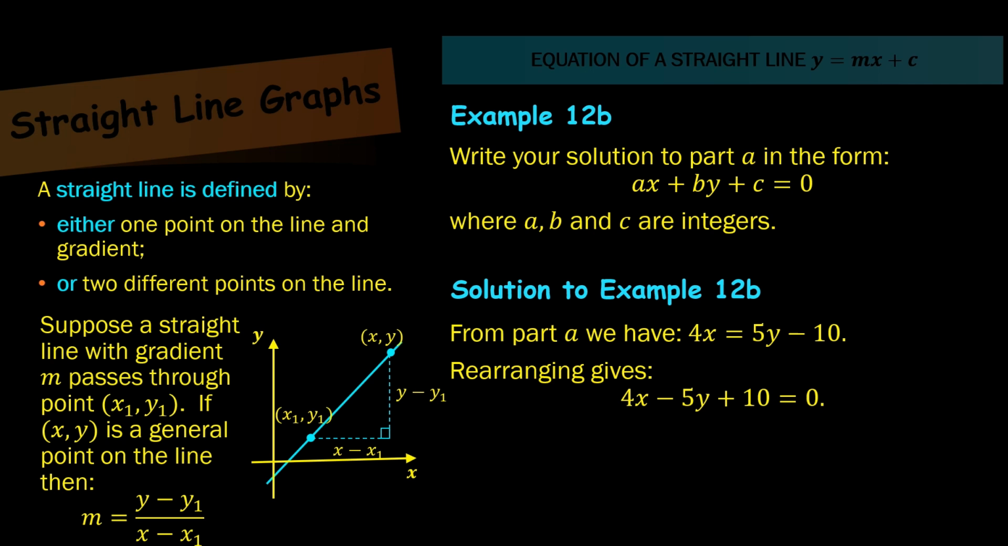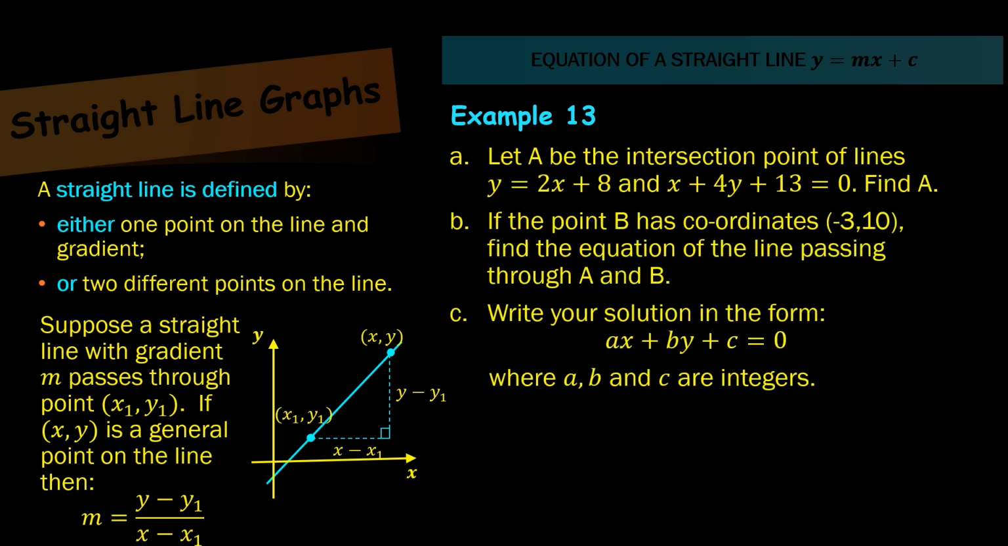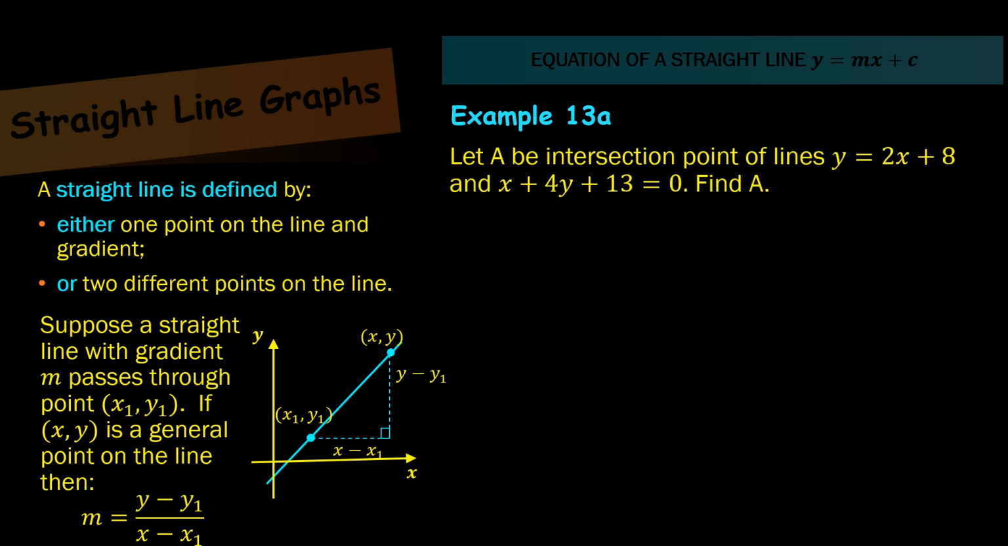Let's take a look at another example to illustrate this theory. Pause the video and have a go. Press play when you're ready to view the solutions. Let's take a look at part A first. Let A be the intersection point of lines y equals 2x plus 8 and x plus 4y plus 13 equals 0. We are required to find A. So let's solve this.